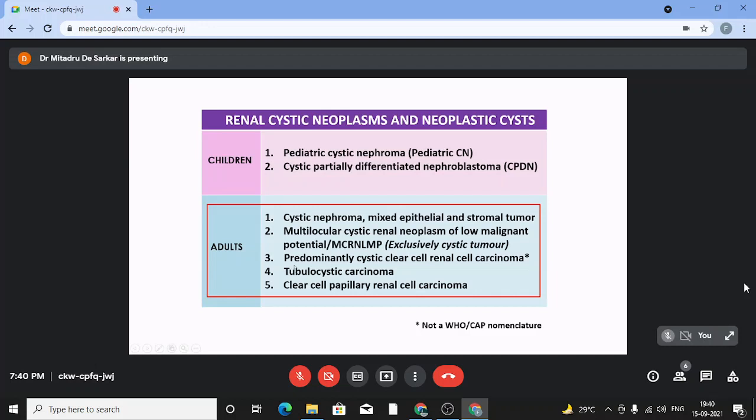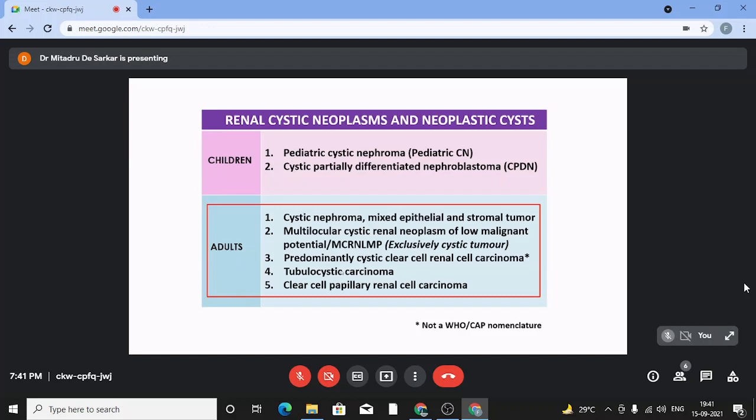On the other hand, there is this provisional entity called a predominantly cystic clear cell RCC. Remember that 2 and 3 are both within the spectrum of clear cell RCC. Only entity number 2, that is MCRNLMP, is an exclusively cystic tumor, whereas this predominantly cystic one will look majorly cystic, except that on serial sectioning you will be finding small nodules sitting within the wall of the cyst. However, this particular entity has not been listed in the WHO and the CAP nomenclature, so that needs to be kept in mind.